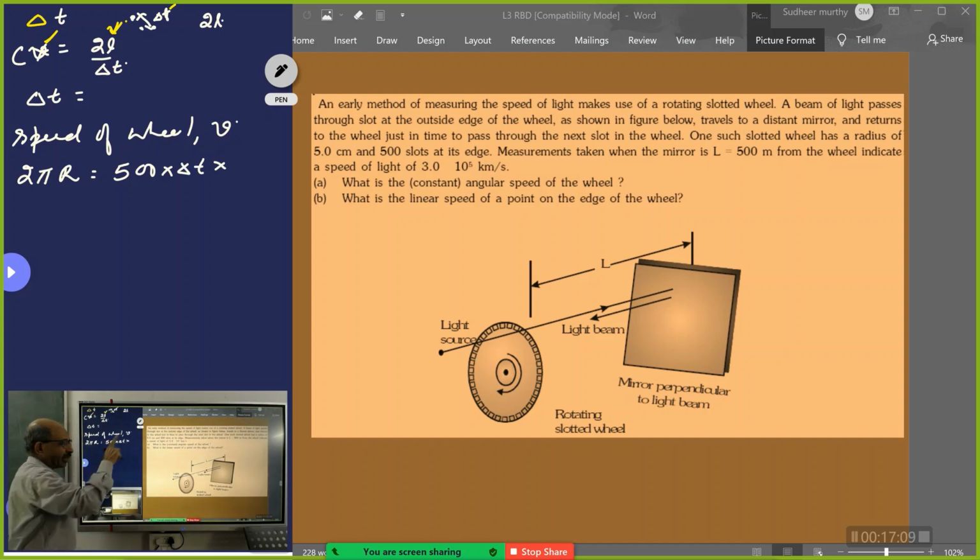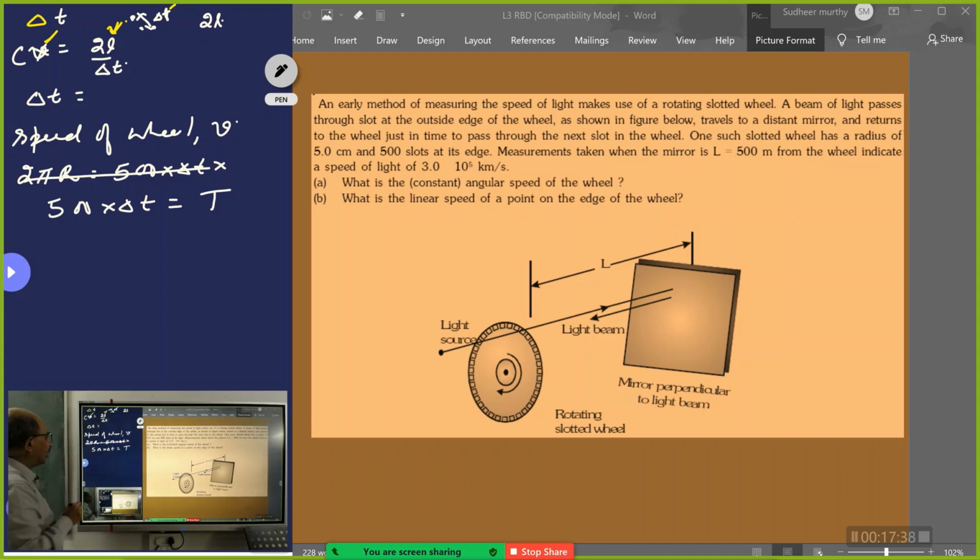What is 500 into delta t? The total time period. So 500 into delta t will give you the total time period T. Yes or no? Yes, sir.